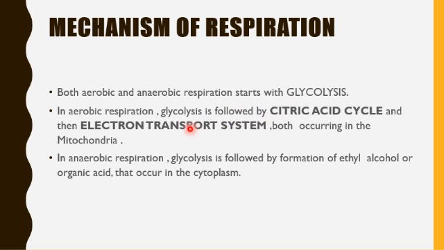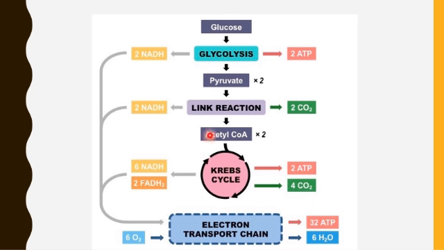In aerobic respiration, glycolysis is followed by the citric acid cycle and then the electron transport system, both occurring in the mitochondria. In anaerobic respiration, glycolysis is followed by formation of ethyl alcohol or organic acid that occurs in the cytoplasm. So the first and common step of respiration is glycolysis. Glucose is converted into pyruvate by the process of glycolysis.